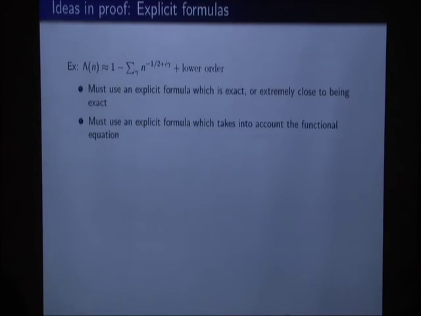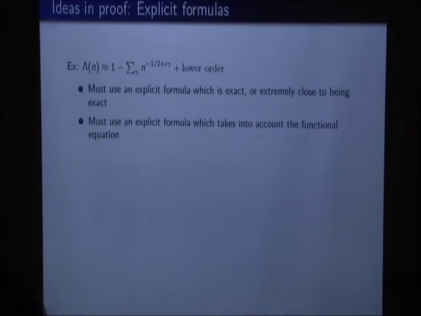This doesn't end up being the explicit formula that's useful for us, though. We have to use an explicit formula that's either exact or extremely close to being exact. So we have to use a different explicit formula than Montgomery uses in his original approach. He uses an approximation due to Selberg.